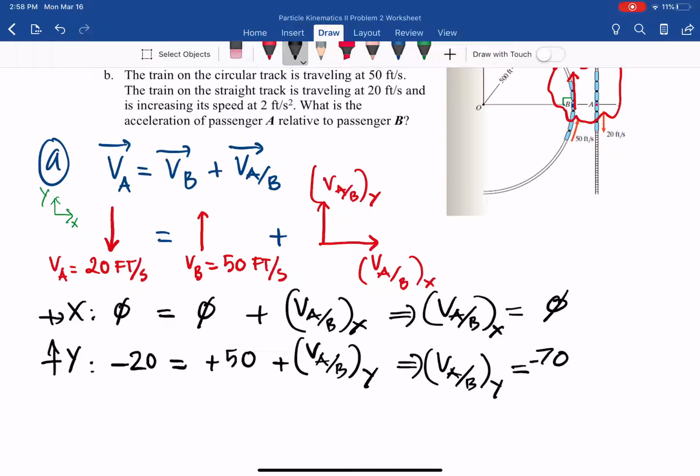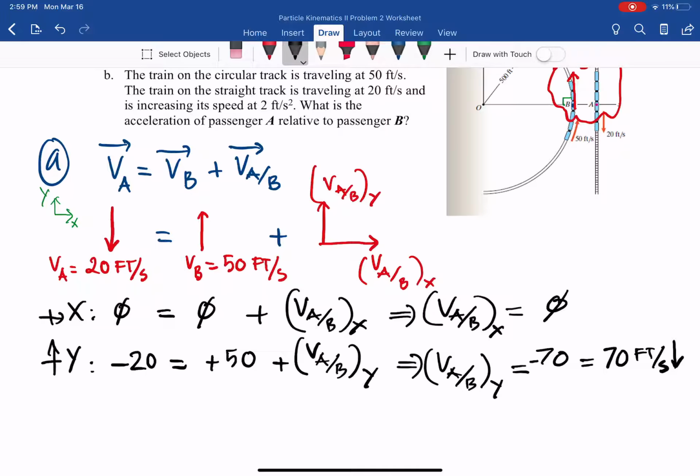So what does that mean? It will be opposite to our assumed direction. The Y component of the relative velocity of A over B going up is our assumption. So it should be going down because we found a negative answer here. So 70 feet per second going down. And you can see the X component is 0, the Y component is 70 going down.